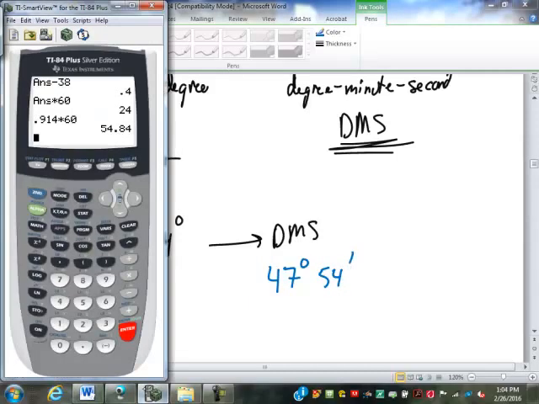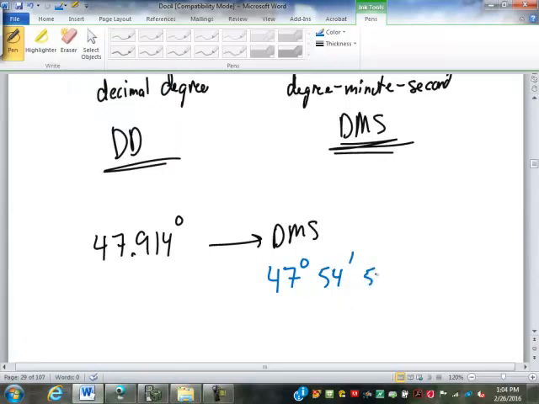54 minutes. Take away the 54, yeah, and then times 60 to give me 50.4 seconds. In your seconds, it is okay to have up to 1 decimal place. Realistically, if you rounded that to 50, I wouldn't care. I'd be okay with that. In woods, you're never going to measure down to a second, much less a tenth of a second.